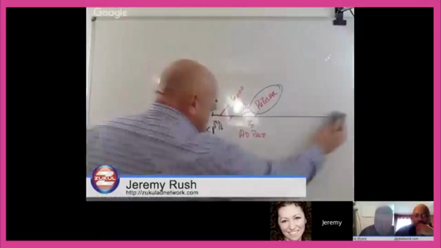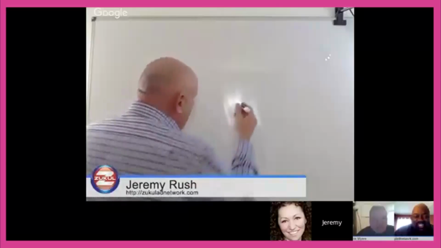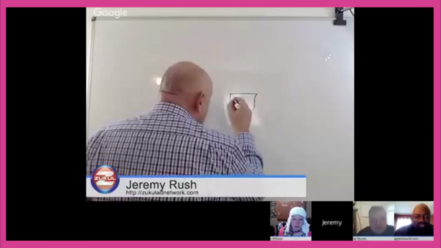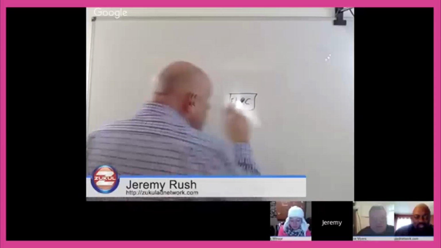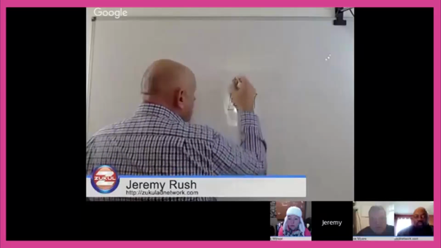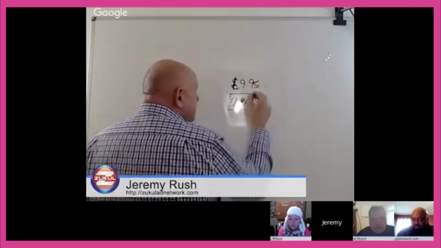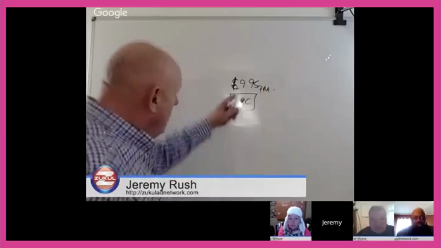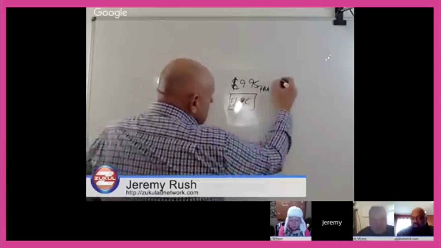Now, let me just talk about that part, and I'm going to apologise because I'm going to get rid of my timeline. Now, when we put a product out, I'm going to use the Easy Landing Page Creator as an example. A non-member of Zoocalad Network, because you get access to this if you're a member, is going to have to pay $9.95 per month.